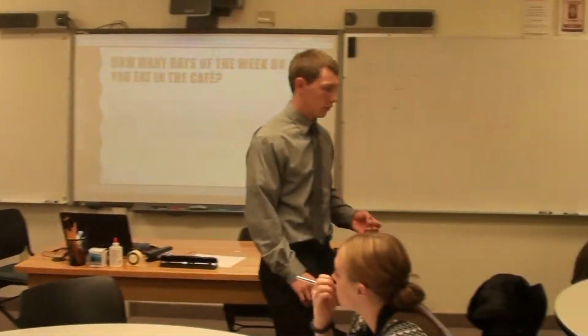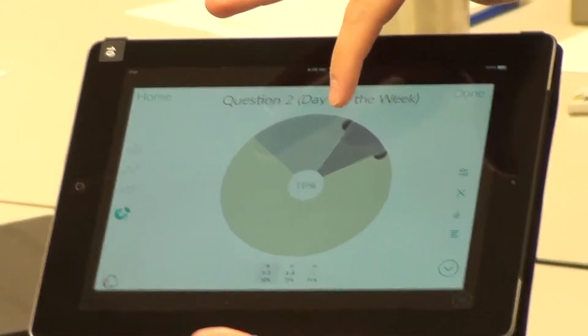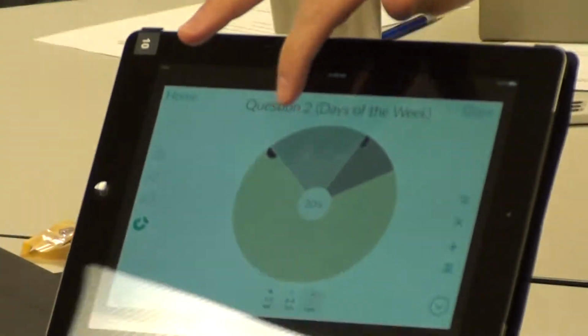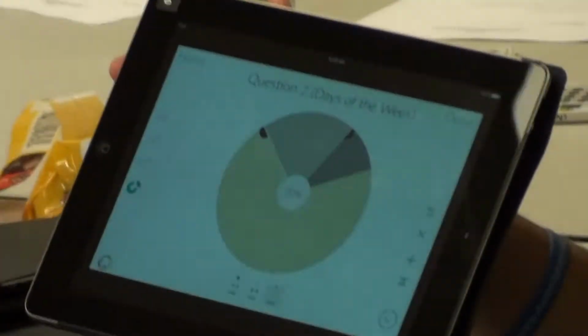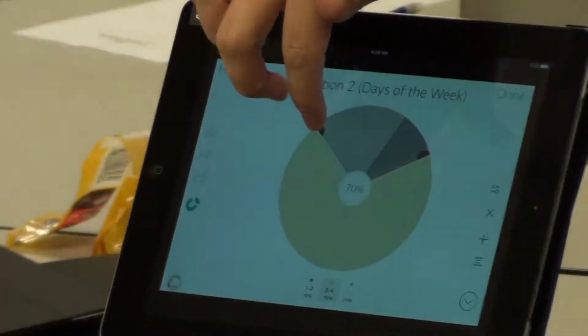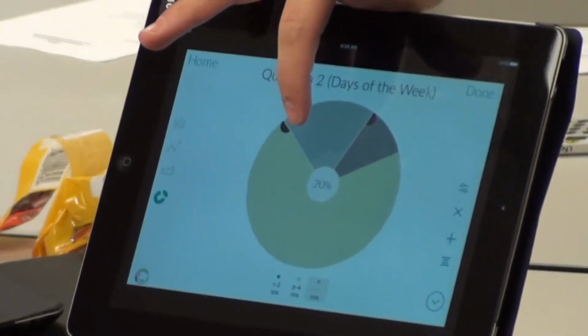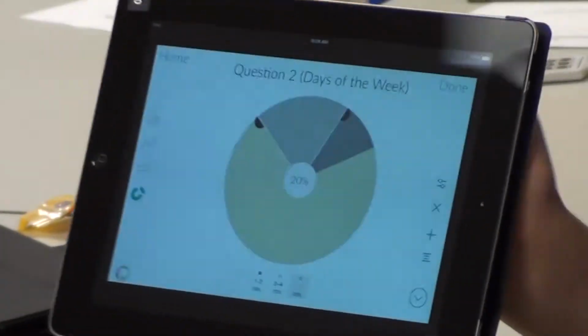Alright, and Sam, can you show us your pie chart? Yep. What I have here is question 2, the days of the week we eat in the cafeteria. I have shown that 10% represents answer 1, which is 1 to 2 days. Well, actually, no, this is 3 to 4 days because that was 70%, 7 out of 10. And this final one, the 20%, represents answer C, the 4 or 5 days you eat in the caf.